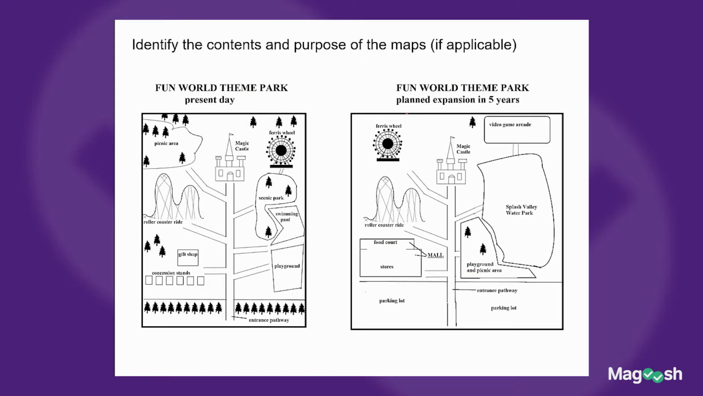But first, before we get to the sample response, let's take a close look at our two maps here, and let's take an inventory. Let's apply these tips and take an inventory of the contents, and then we're going to think through how we could consolidate some of the information, so how we can make some of those comparisons. First, we should note that the map on the left shows us how things currently look at this place called Fun World. The map on the right shows how the park will look in 5 years after an expansion.